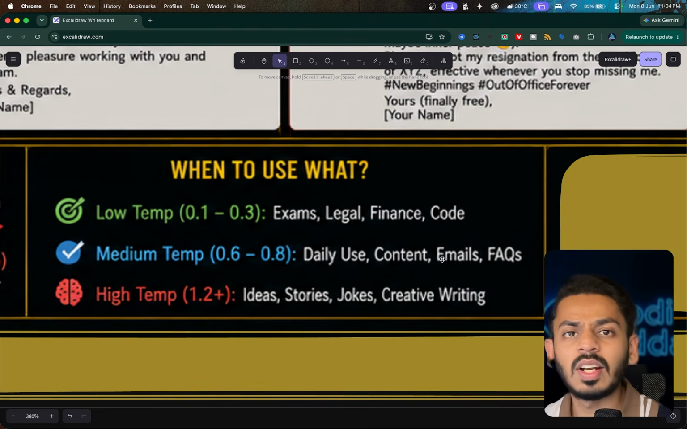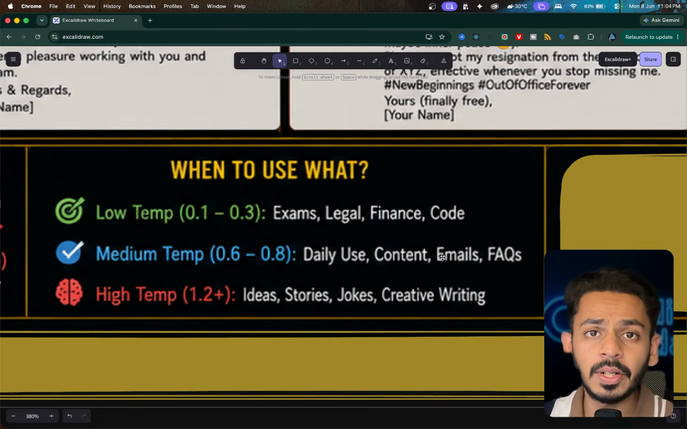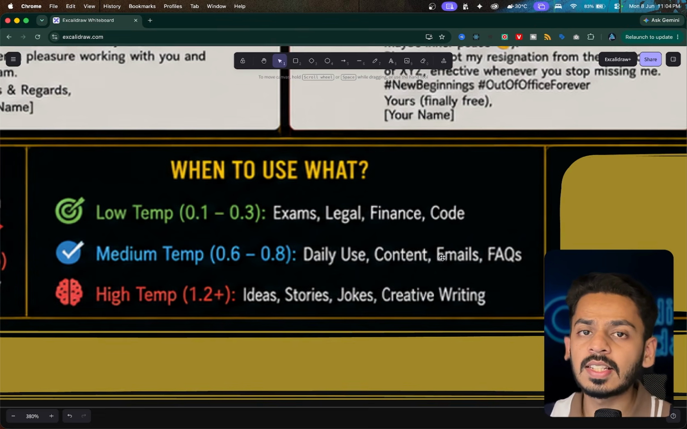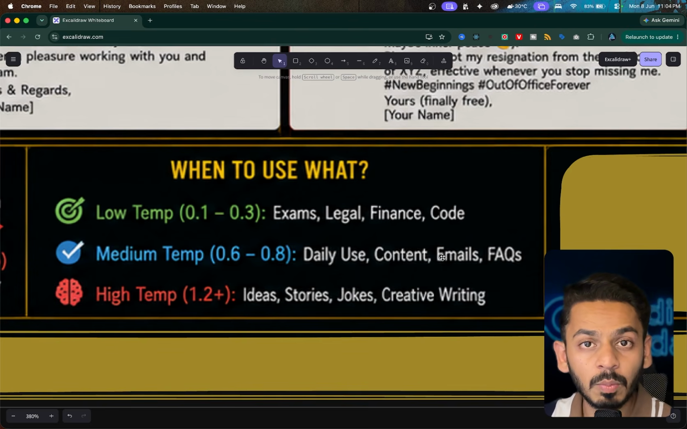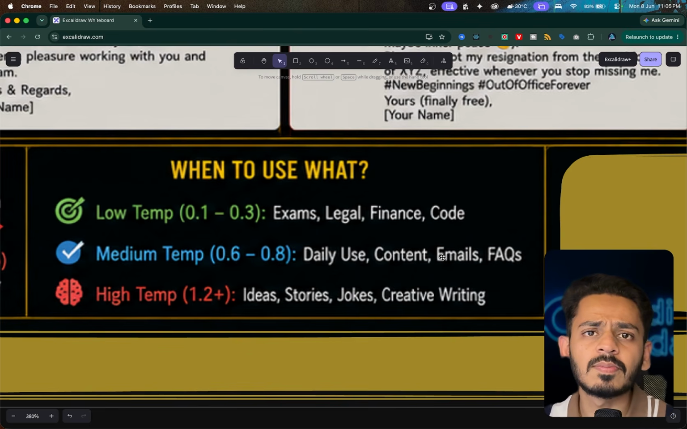Okay. Let's take an example: when you give your query to ChatGPT, what will happen here is that ChatGPT will go into the deep thinking mode where it will use a higher temperature. It will go into more creativity and think about how it can give you a much more creative answer, right?